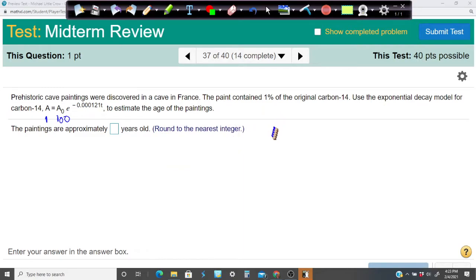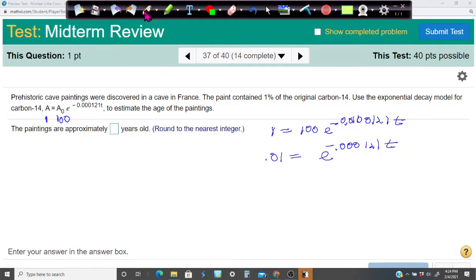But what that gives us is a way to think of this formula. 0.000121t. There's a decimal there, and then there's 3 zeros, 121, and then there's a t. So we divide both sides by 100. So that's going to be 1/100th or 0.01. That's the 1%. E to the negative, because it's decaying, 0.000121t.